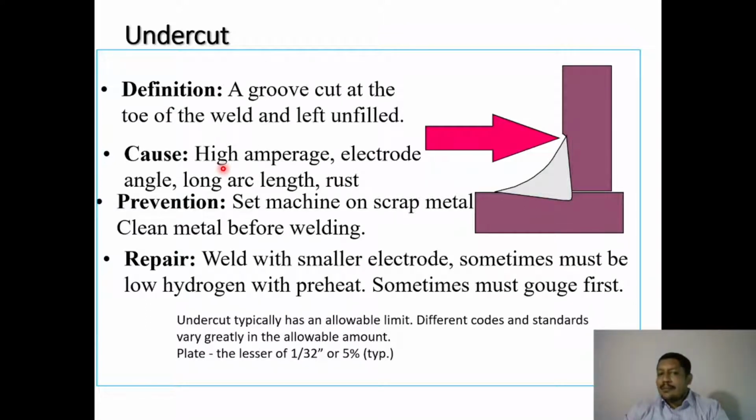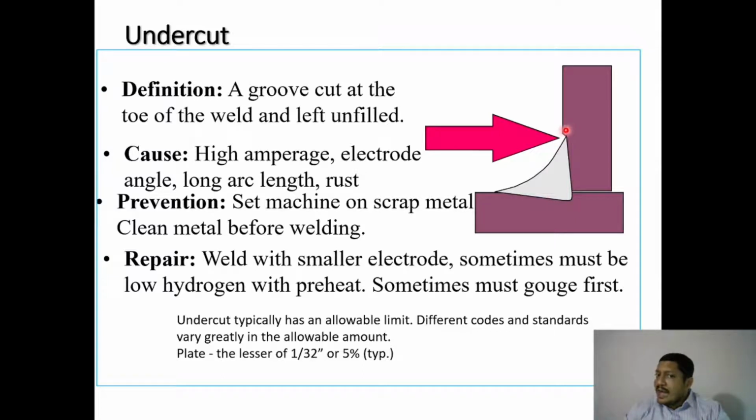The causes are high amperage, electrode angle, long arc length, or rust. These are some of the issues under which undercut will normally occur. High amperage, electrode angle, long arc length are all process parameters. Rust is an environmental condition. This is where I told you the environmental issues come into the picture. For prevention, set the machine on scrap metal and clean the metal before welding. That is, whatever you are going to weld, check the amperage, electrode angle, and arc length on a trial or scrap piece, and ensure that no undercut occurs.